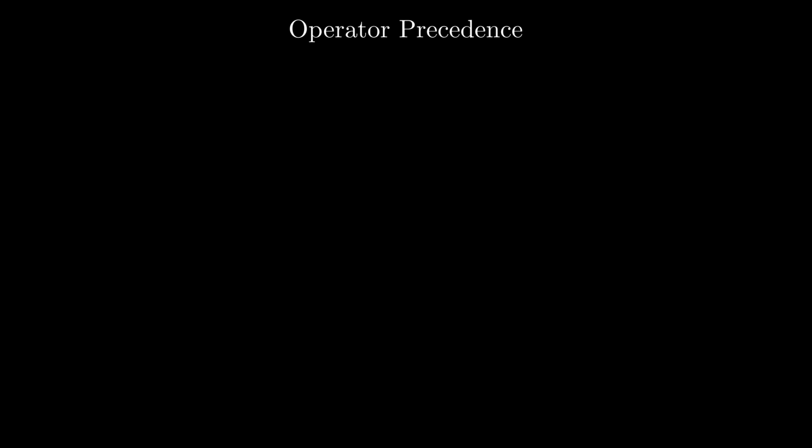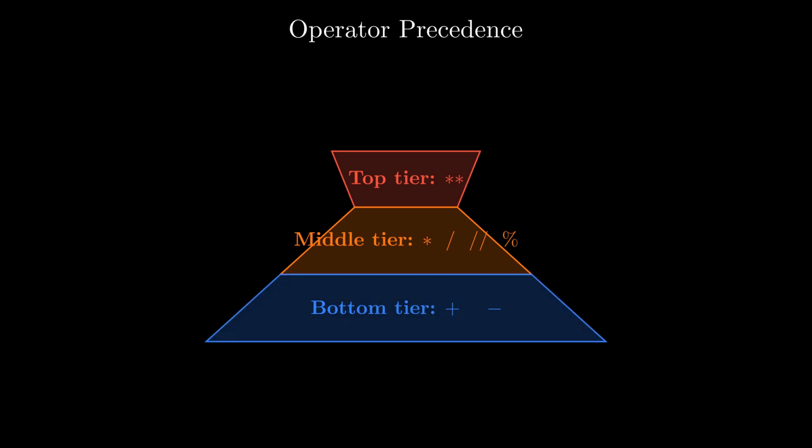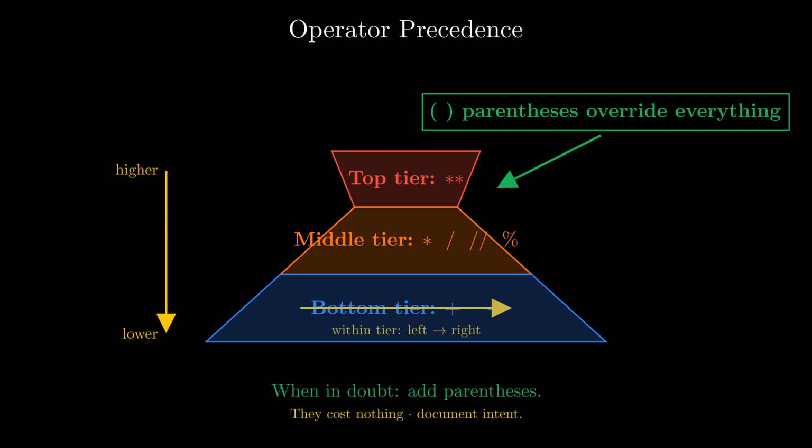Now precedence. When operators mix, which runs first? Python uses 3 tiers. Top tier, exponentiation, double star. Middle tier, multiplication, division, floor division, modulus. Bottom tier, addition and subtraction. Higher tiers run first. Within the same tier, evaluation proceeds left to right. Parentheses override everything. If you wrap an expression in parentheses, it evaluates first, regardless of operator precedence. When in doubt, add parentheses. They cost nothing and they document intent.